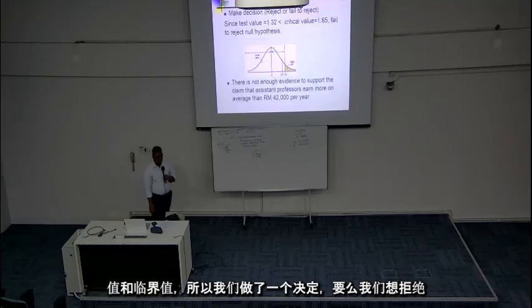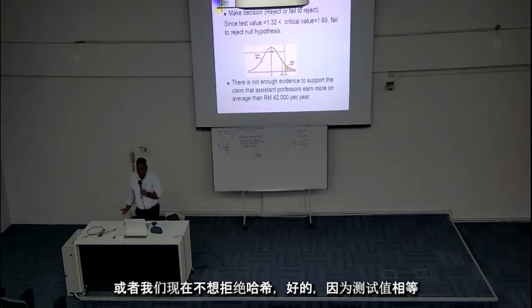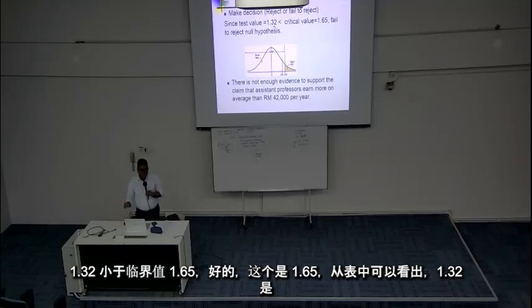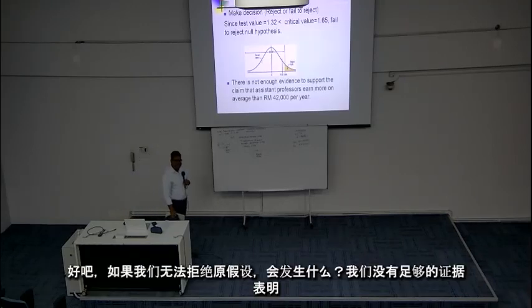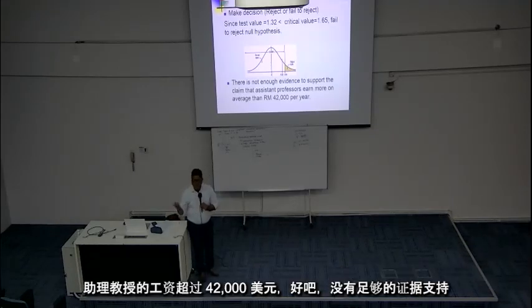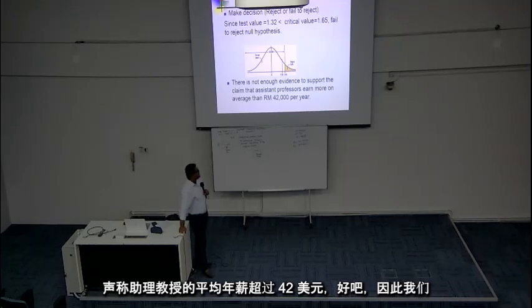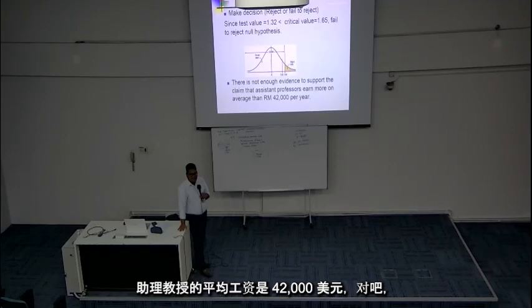Then we make a decision, either we reject or we fail to reject the H null. Since the test value, 1.32, is less than the critical value, 1.65, where 1.65 is from the table and 1.32 is from the calculation, we fail to reject the null hypothesis. If we fail to reject, what happened? We didn't have enough evidence that the assistant professor earned more than 42,000. There is not enough evidence to support the claim that the assistant professor earned more on average than 42,000 per year. Therefore we just stay with the average mean for the assistant professor of 42,000.